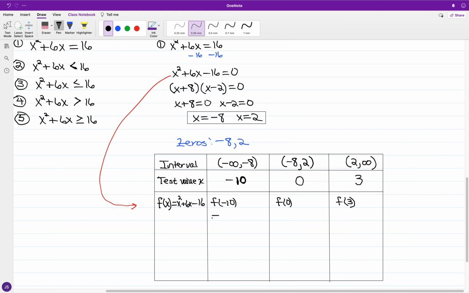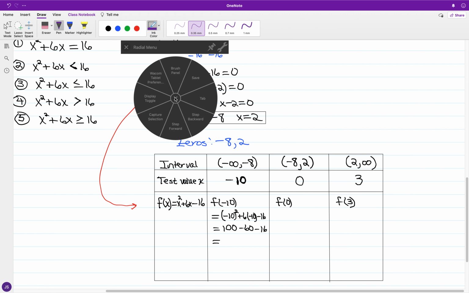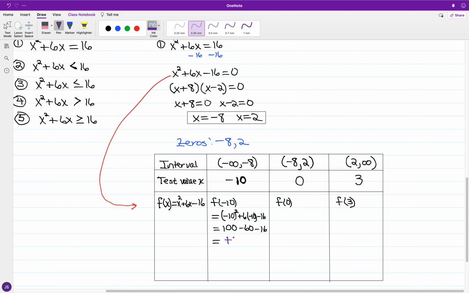In terms of sign values, for f of -10, I have the square of -10 plus 6 times -10 minus 16. The square of -10 becomes 100, and we have minus 60, minus 16. So we have 40 minus 16, and the outcome is going to be a positive 24. Again, I'm stressing the signs here.